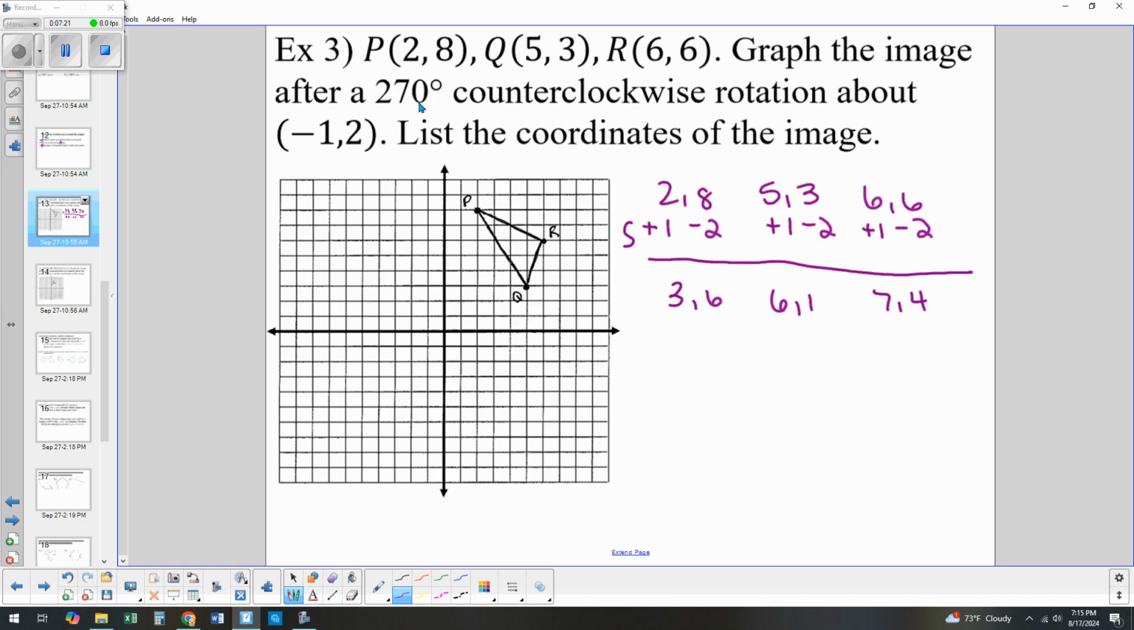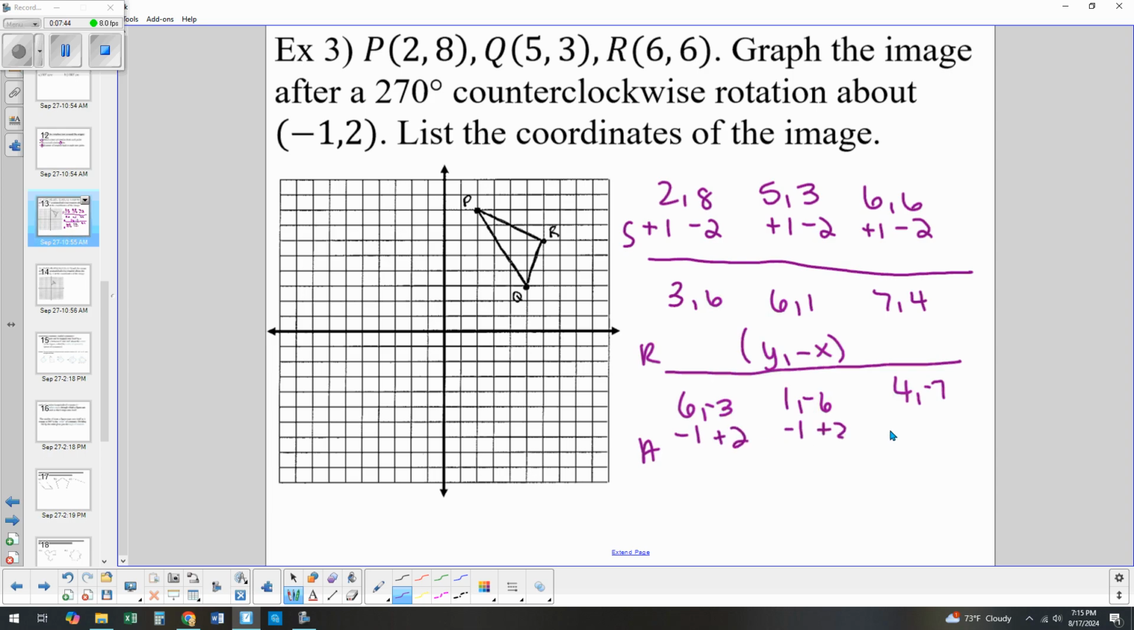Now I'm going to apply the rule. So 270 counterclockwise, (y, -x). We're going to get (6, 3), change the sign, (1, 6), change the sign, (4, 7), change the sign. And then the last thing we're going to do is add it back. So now we're going to follow exactly these signs, a -1 and a +2, a -1 and a +2, a -1 and a +2. That gives me end results of P prime is (5, -1), Q prime is (0, -4), and R prime is (3, -5).